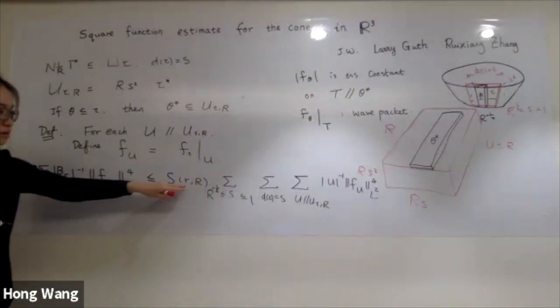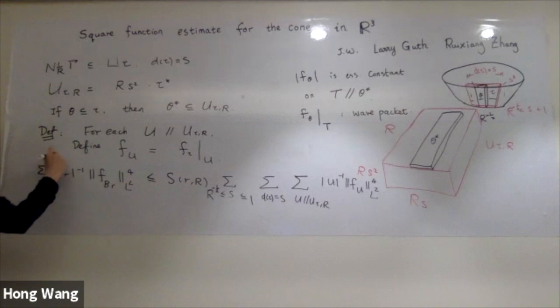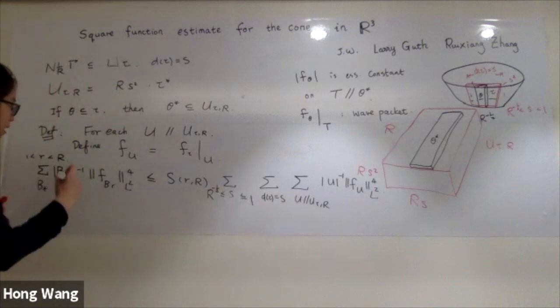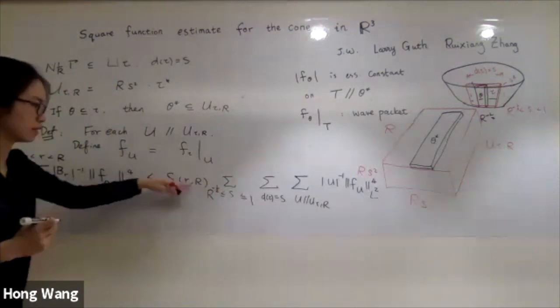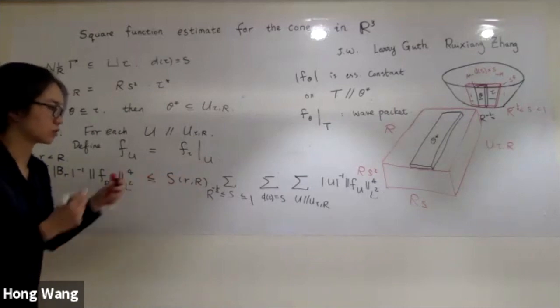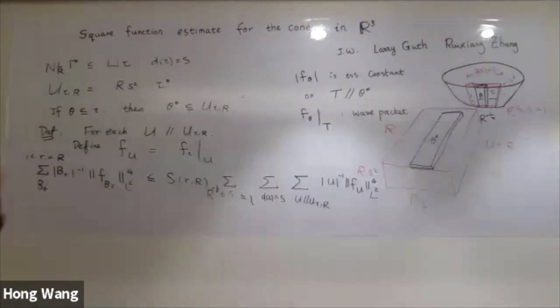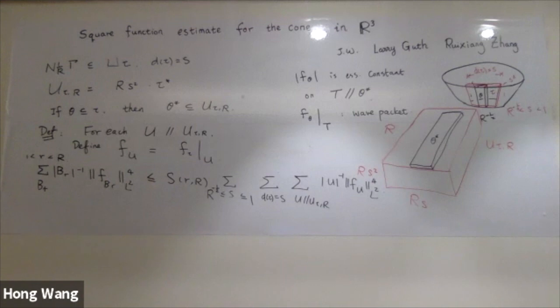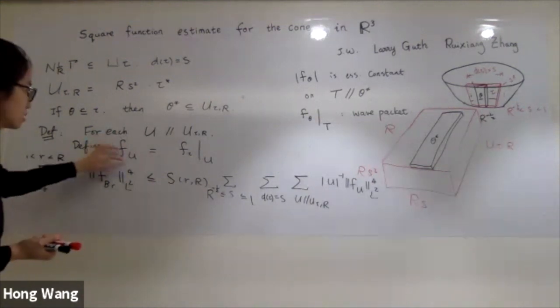So let small r be any number smaller than capital R. Then the inductive statement we are going to prove is that for any small r between 1 and capital R, we have this inequality. And in the end, we are going to show that this is bounded by R to the epsilon. So this is a complicated inequality, and one crucial object is F U.